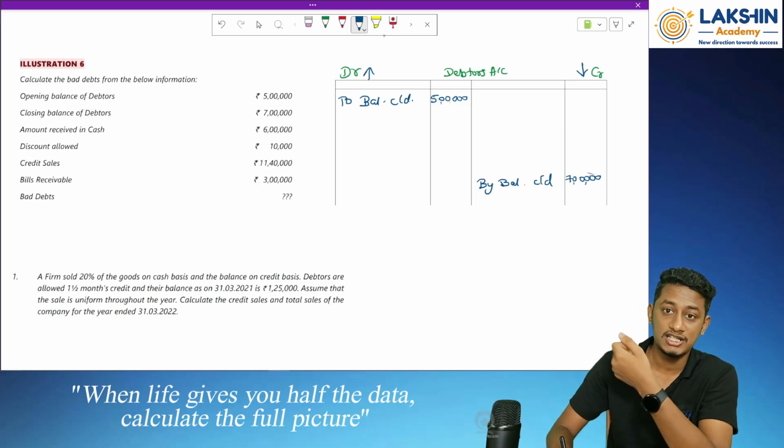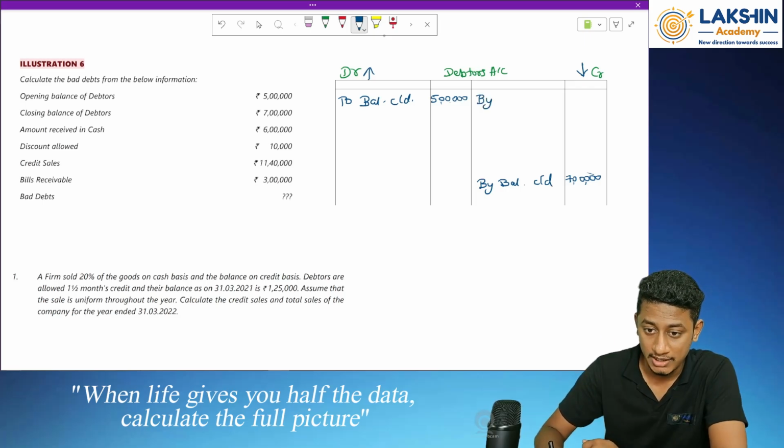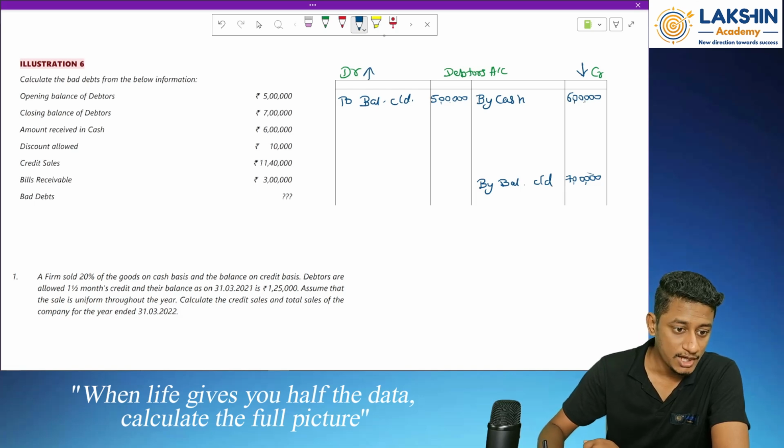Then amount received in cash. So whatever amounts are received from debtors, where will it go? It will decrease the value of debtors. So by cash, rupees 6 lakh. Then discount allowed.